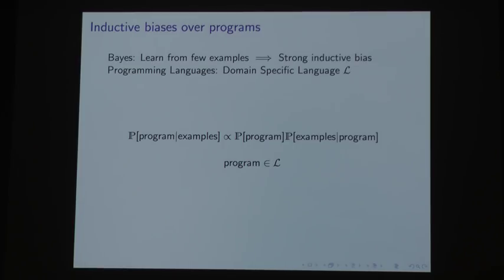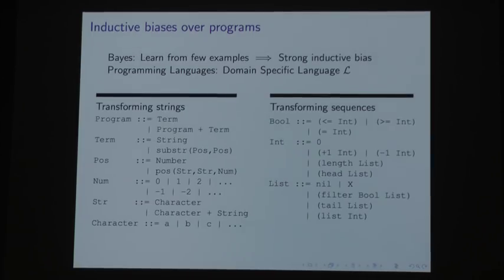The simplest way of mashing these two ideas together is to say that, conditioned on some examples of what the program ought to do, we can write down some likelihood model, and we combine it with our prior, and we get a posterior over programs. And we're going to restrict these programs to all be members of some domain-specific language. So the domain-specific language really has to do a lot of heavy lifting for you. In the kinds of experiments that I'll be talking about, here's what these domain-specific languages look like. They look like recursive grammars.